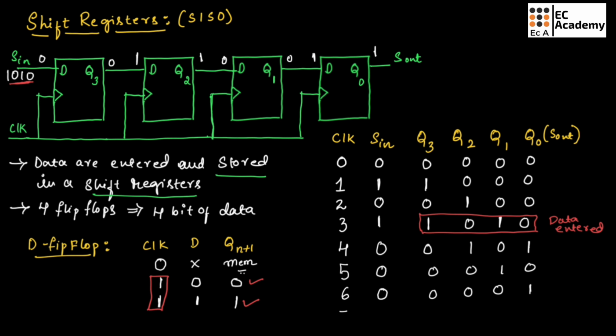And for the next clock pulse, input is 0, so output of each flip-flop will be 0. So for the 7th clock pulse, the register is cleared. So register does not contain any data, which means it is having 0, or we can say it is reset. This is the working of shift register.